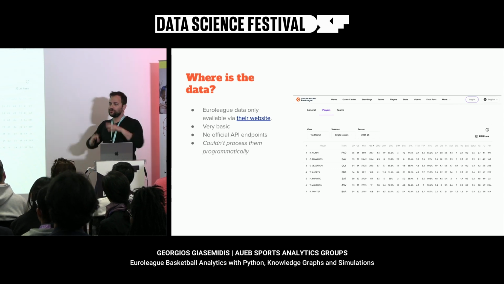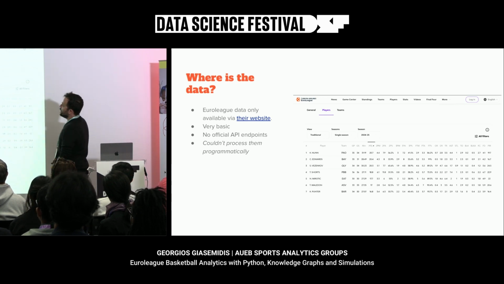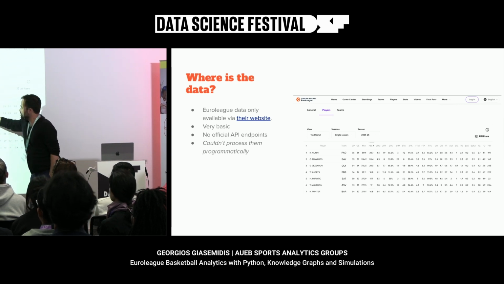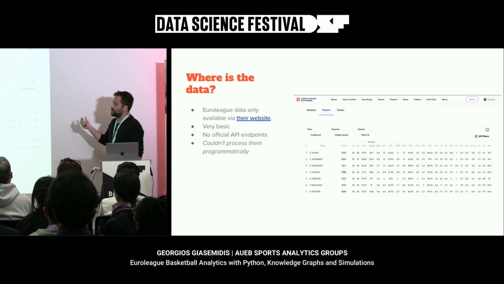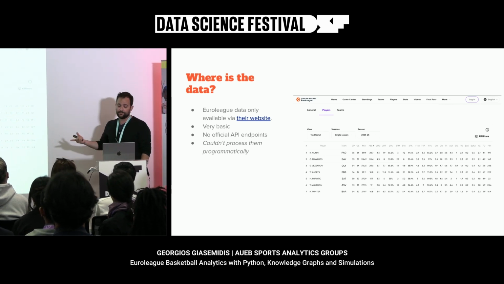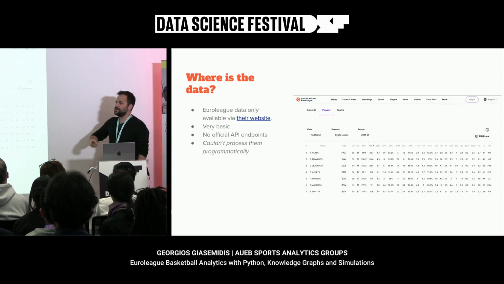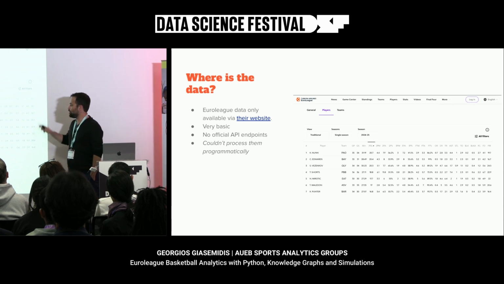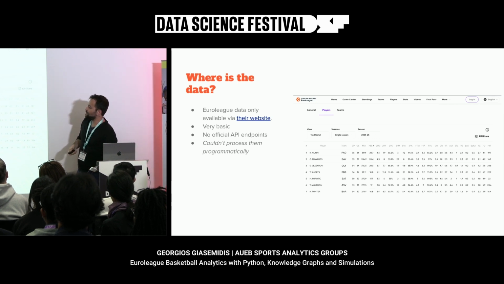If you go to the Euroleague official website, you see a nice dashboard here with some filters. That's all good. But these are very basic statistics, all right? First of all, it was very basic. Second, there are no official API endpoints, and I wanted to process the data programmatically to create my models. I didn't want to grab it by hand manually or even do web scraping. I hate that. So I wanted something automatic and easy.